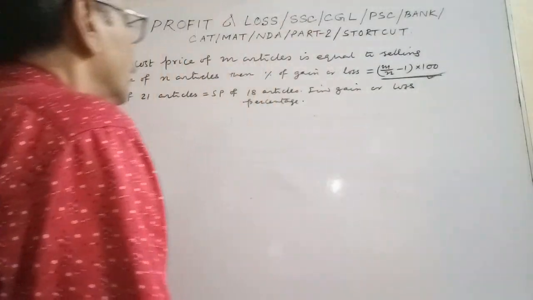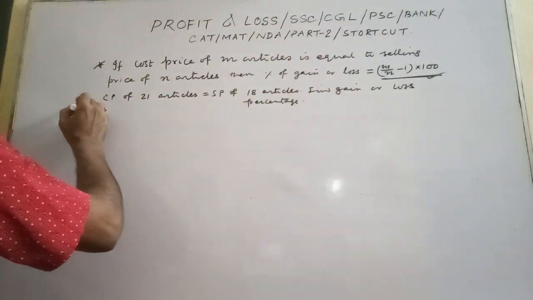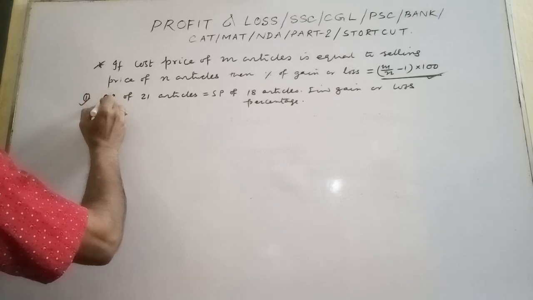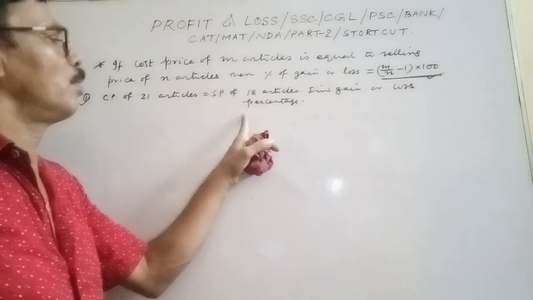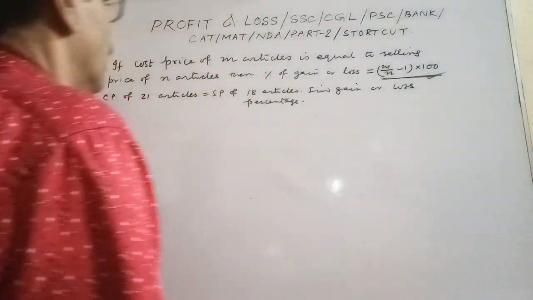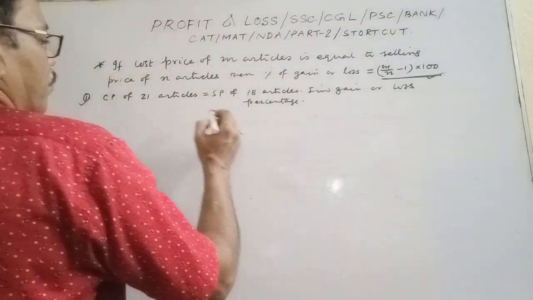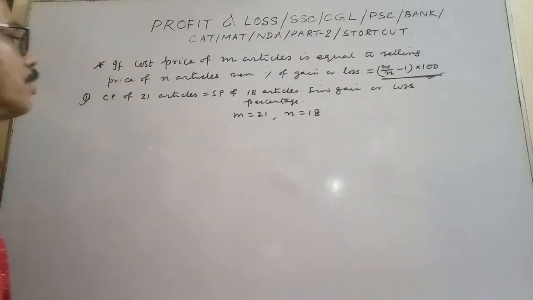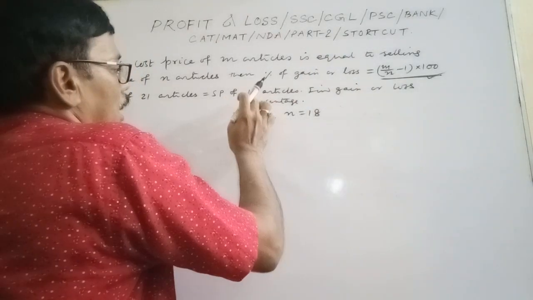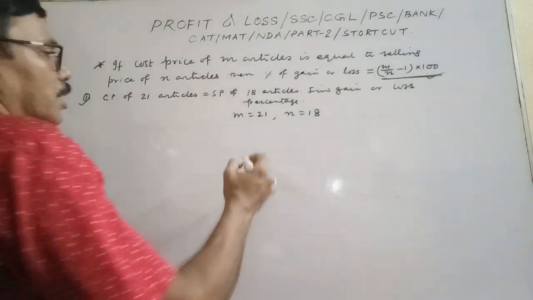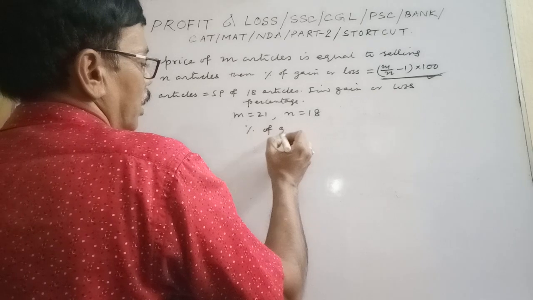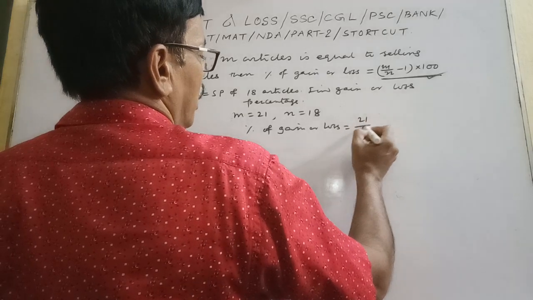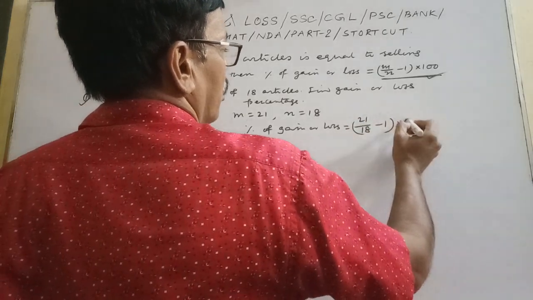Now look, application. This is a problem of competitive exams. Cost price of 21 articles equals selling price of 18 articles. Find gain or loss. So what is M? M equals 21 and N equals 18. Mind it, N is the selling price, it is in the denominator. So percentage of gain or loss equals 21 by 18 minus 1 into 100.